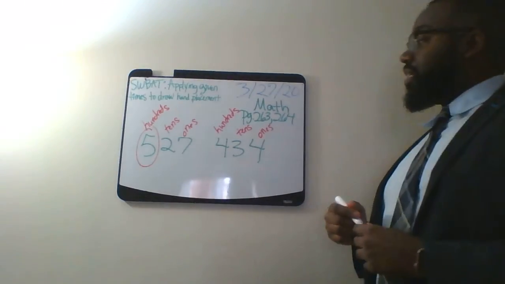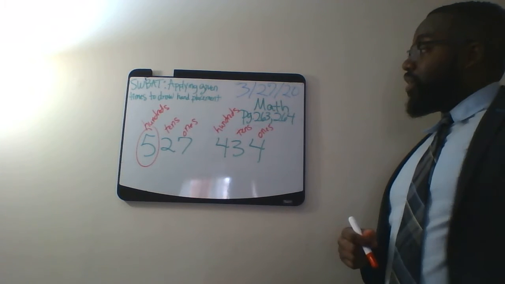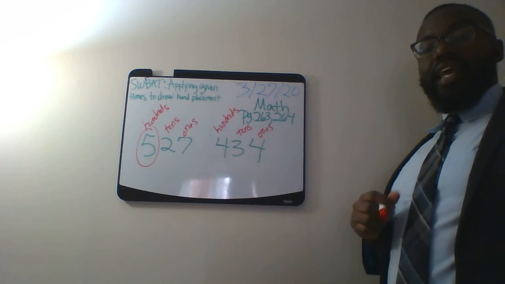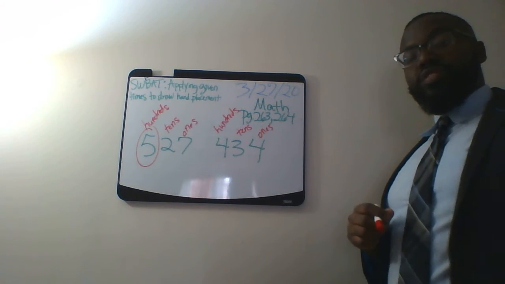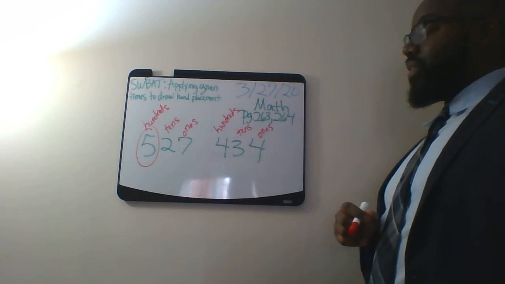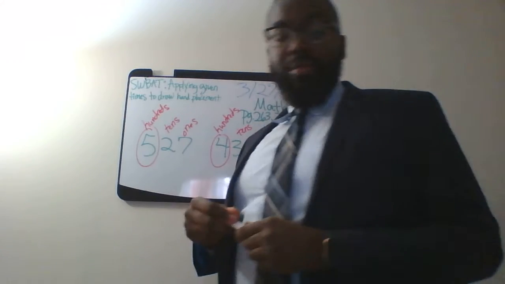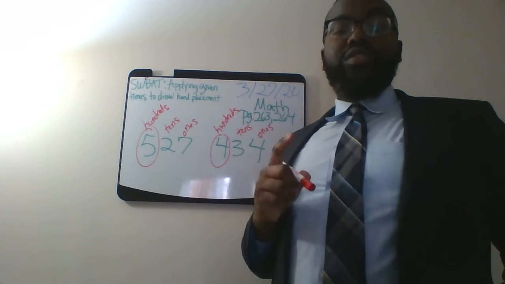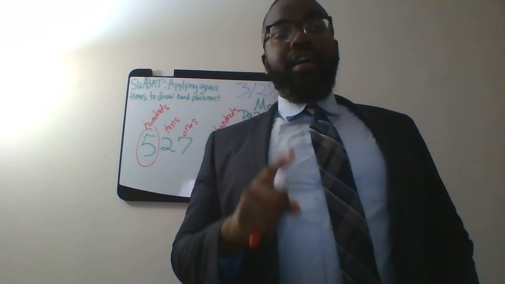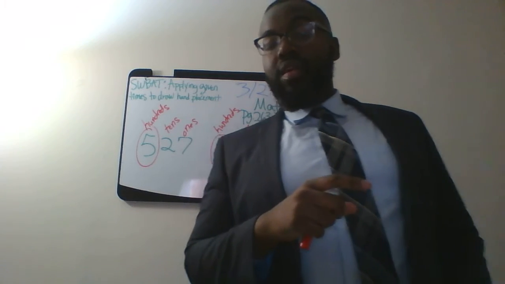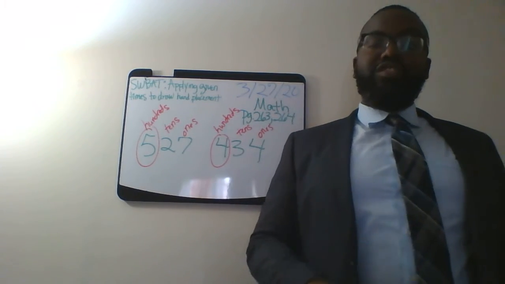Now let's look at the next number, 434. You're looking for the digit in the hundreds place. What number am I circling? Great job. I'm circling the number 4. So as you look at number 2, make sure you take your time. You're not circling the ones or tens, but you're looking for the digit in the hundreds place.